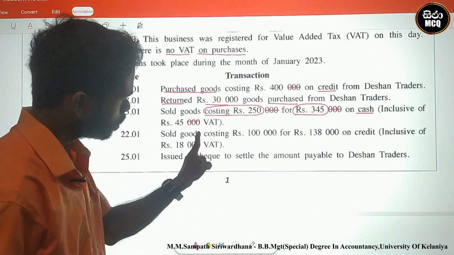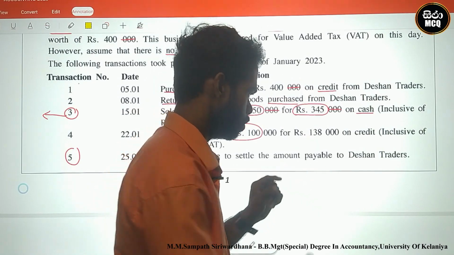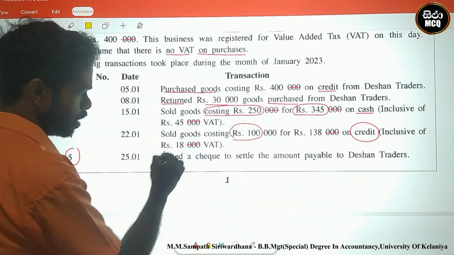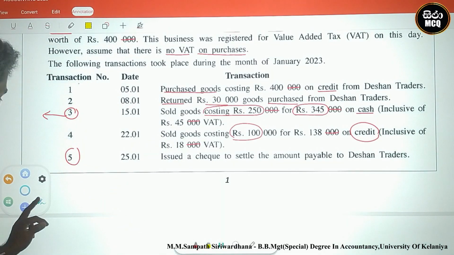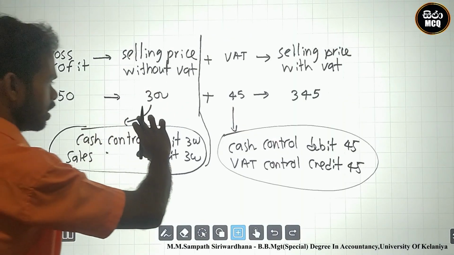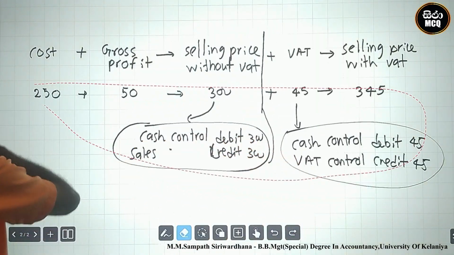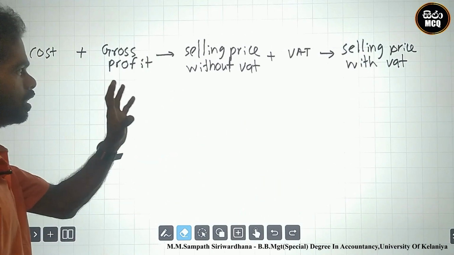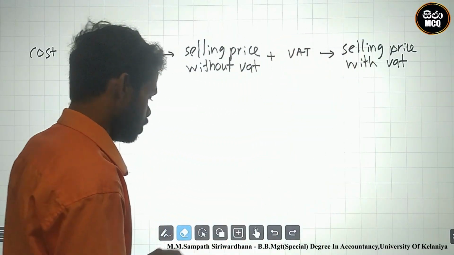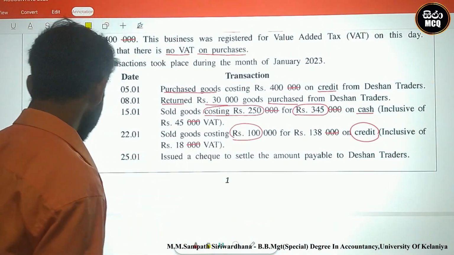Okay, transaction number 4, look here: sold goods costing 100 for 138,000 on credit. This is the credit sales inclusive of 18,000 VAT. Okay, costing 100. Based on that, I create this one. This is our guideline. I fulfill this one. This is the selling price guideline: cost plus gross profit, selling price without VAT, VAT amount, and selling price with VAT. Therefore, we can create the impact of this. Look here, cost is 100.